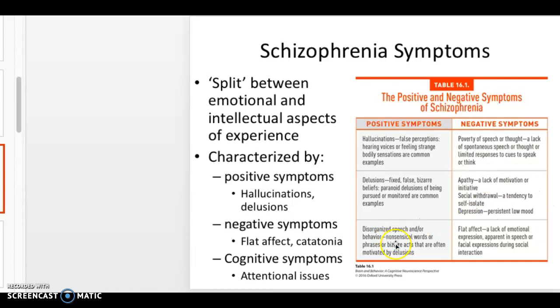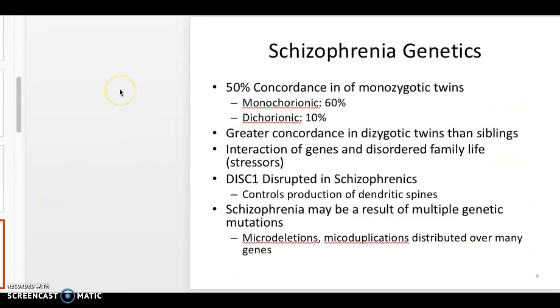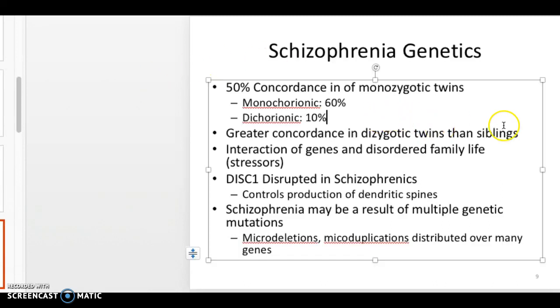One of the other things that we will often think about with schizophrenia is this idea of cognitive symptoms. This can also manifest like a negative symptom where you have cognitive deficits, so memory problems, attentional problems. Now, one of the main biological components of schizophrenia is that it has a fairly high concordance rate, meaning that monozygotic twins have about a 50% chance that if one identical twin has it, the other one will also develop schizophrenia.